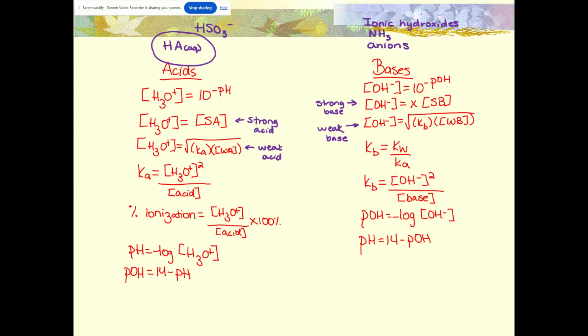And anions, ammonia, and ionic hydroxides are bases. So if you get something that is amphiprotic, meaning it could act as an acid or a base, it's going to give you a hint as to what to do. Usually it tells you that litmus paper was used. Let's say it says litmus paper turns red, then you're going to treat it as an acid. If it says litmus turns blue, then you're going to treat it as a base. Okay?